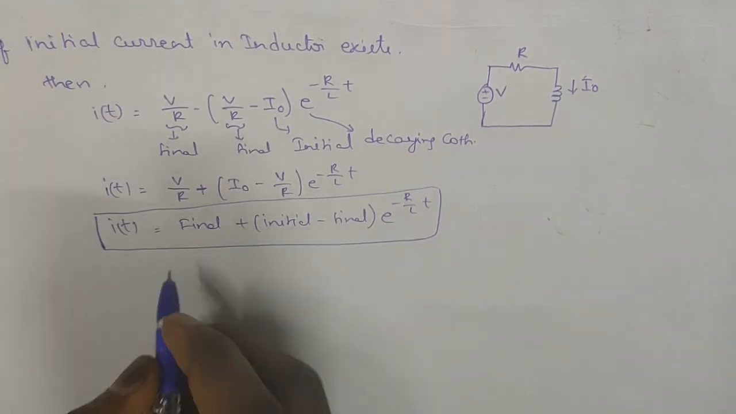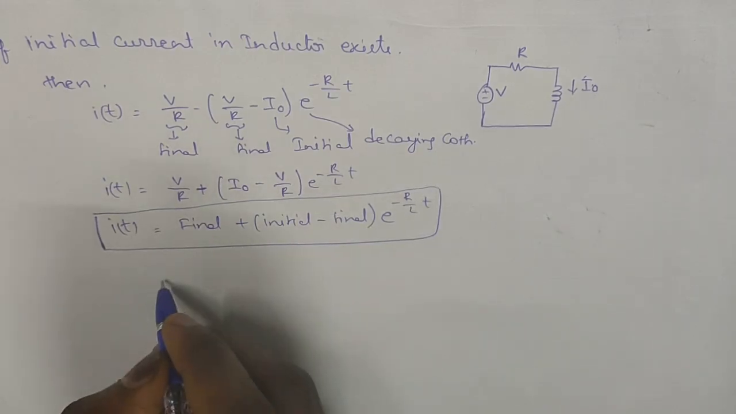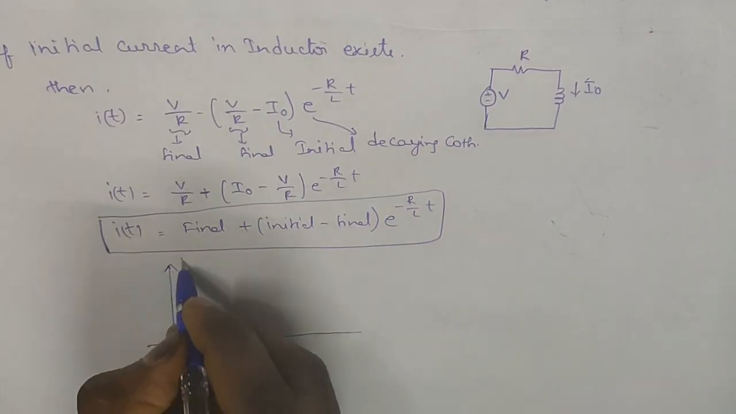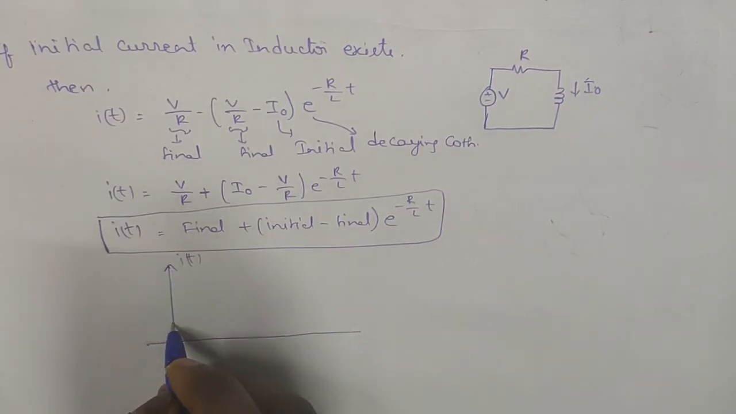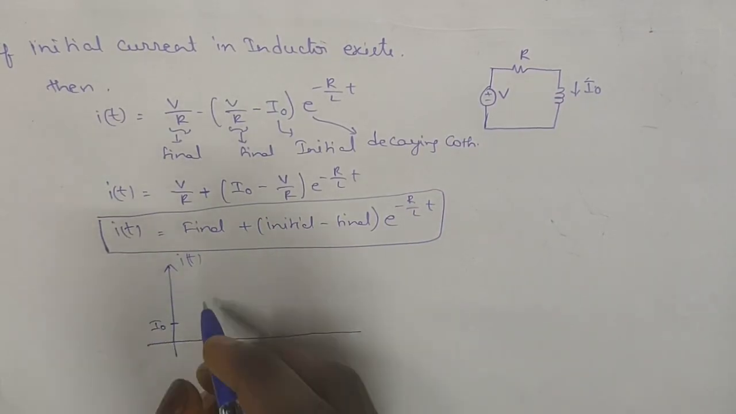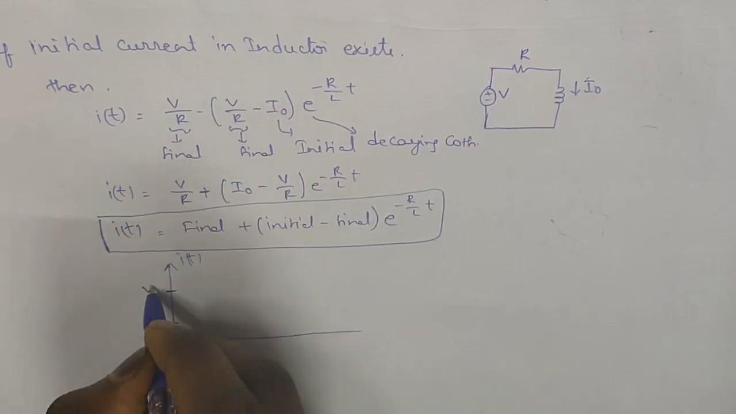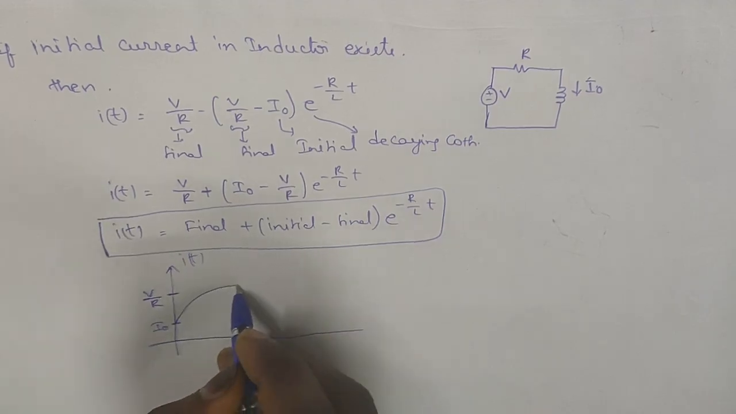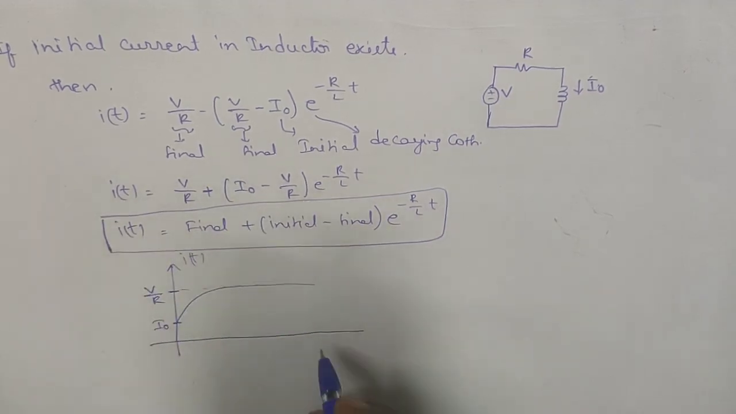The output, if there exists an initial current, then the current waveform looks like this. i of t, the initial value is I0, and it will go up to V by R, the final value. So it will go like this over time t.